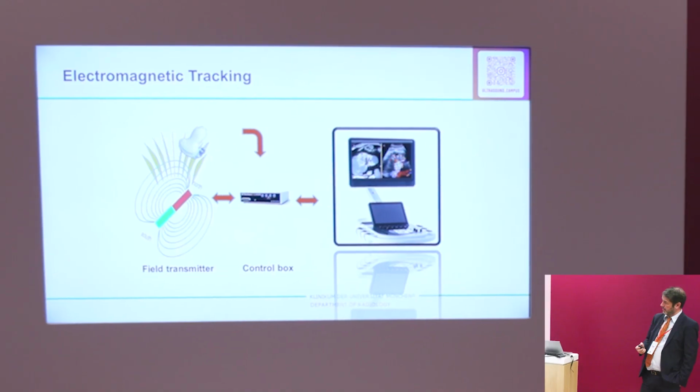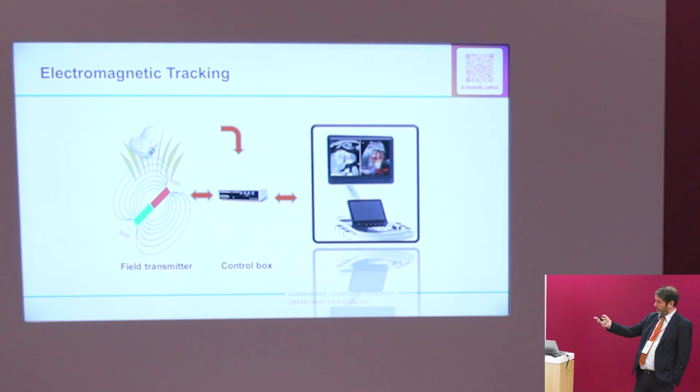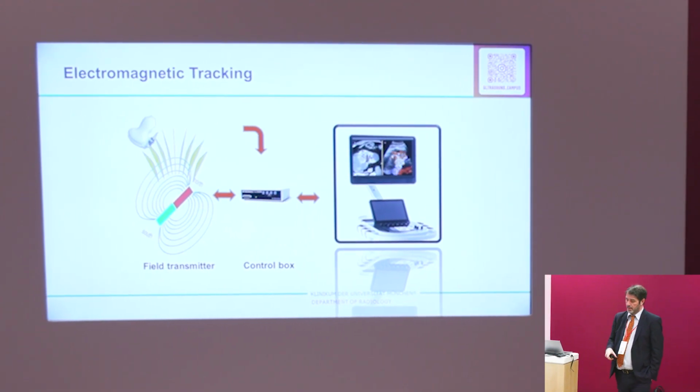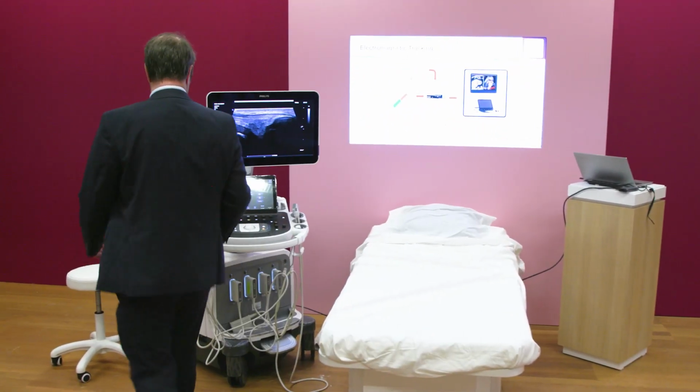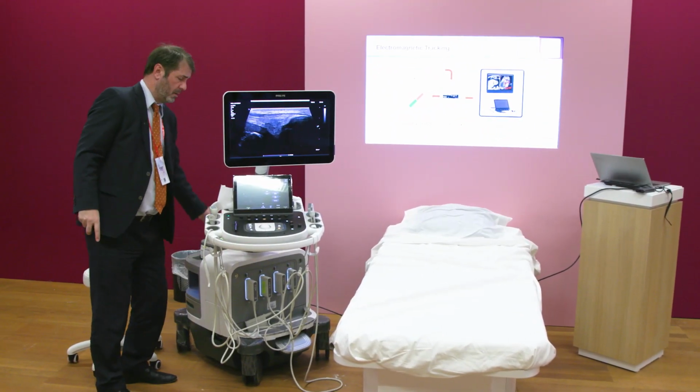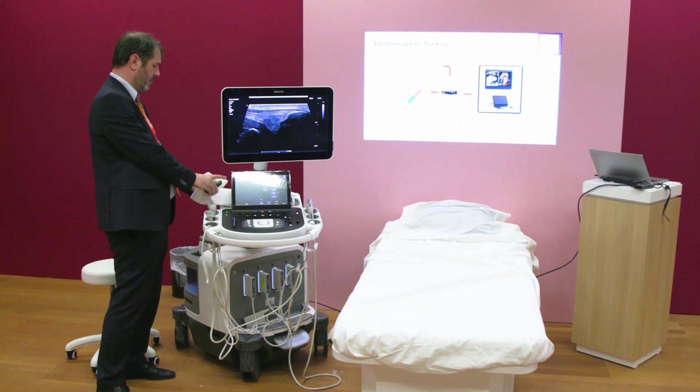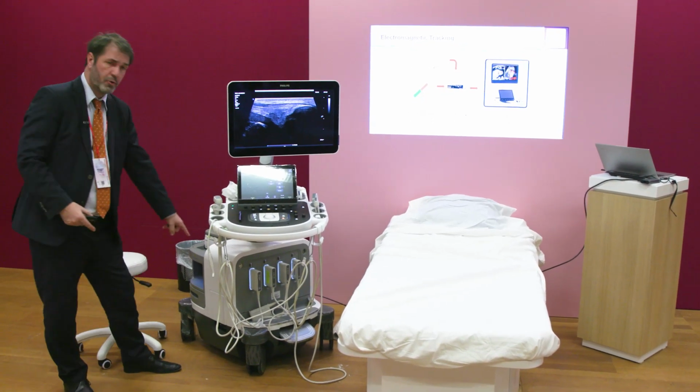And once you have done the registration, you see there's a control box. This control box is inside of the system. Normally on the back of the system, there's a printer here, there is a magnetic generator, and the control box is inside.